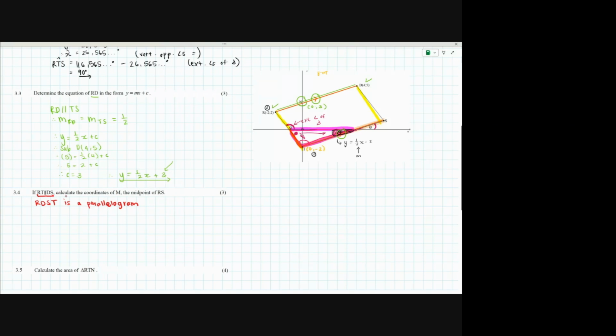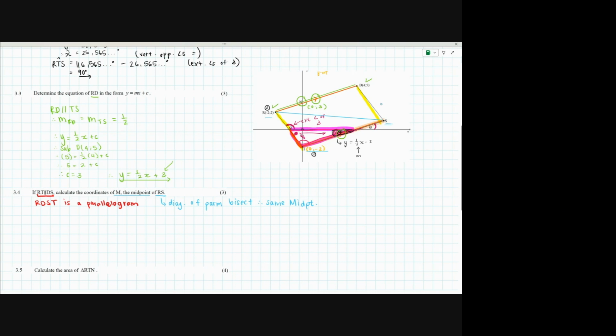So if RT is parallel to DS, calculate the coordinates of M, the midpoint of RS. So if we look at where RS is, a diagonal. Here it is. And what we need to remember is that diagonals of a parallelogram bisect each other. What that means is they cut each other in half, and so therefore they have the same midpoint. Now that's useful to me because, yes, it says M, the midpoint of RS, but we have the coordinates of R, but we don't have the coordinates of S. So that's a bit of a problem. I can't work out the midpoint.